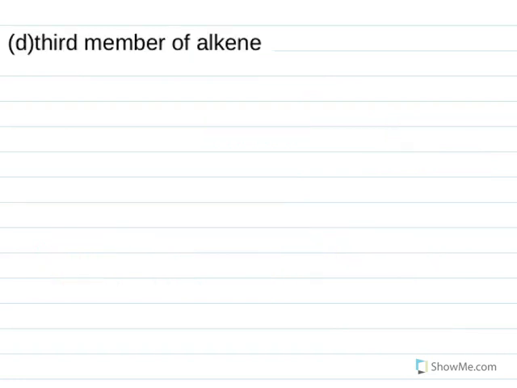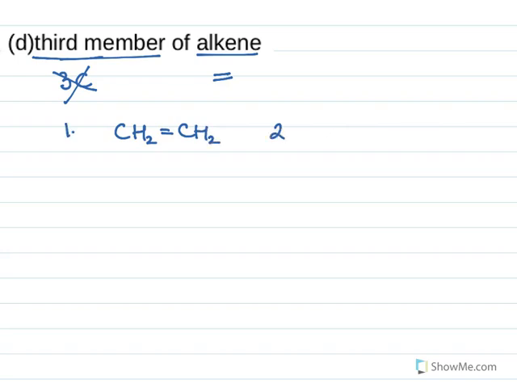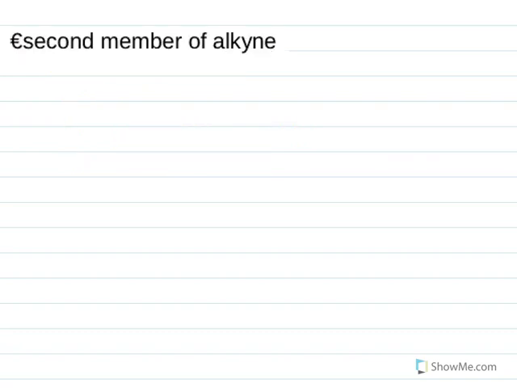Now third member of alkene. This is also an unusual series. So alkene means double bond. Third member, so you expect it to be 3 carbon. But no, it is not 3 carbon. Because remember alkene, this is the first alkene. CH2 double bond CH2 is the first member. And the first member has 2 carbons. The second member will be CH2 double bond CH, and if you do the structure, you'll find it has to be CH3.